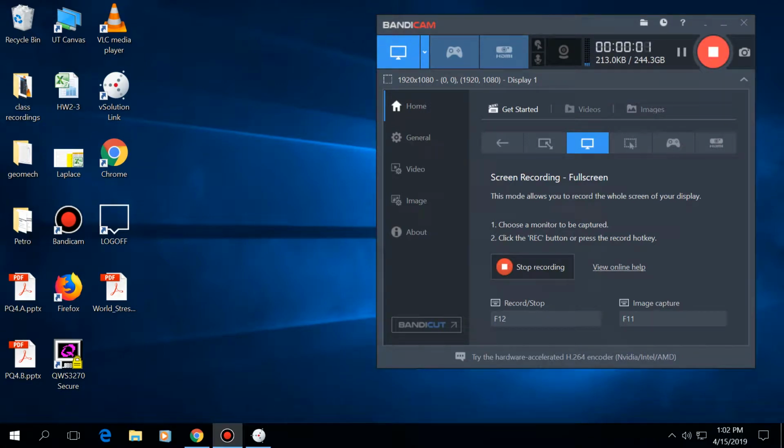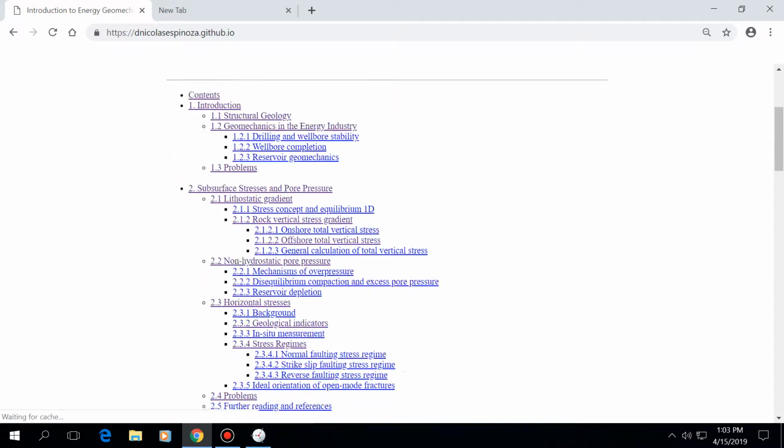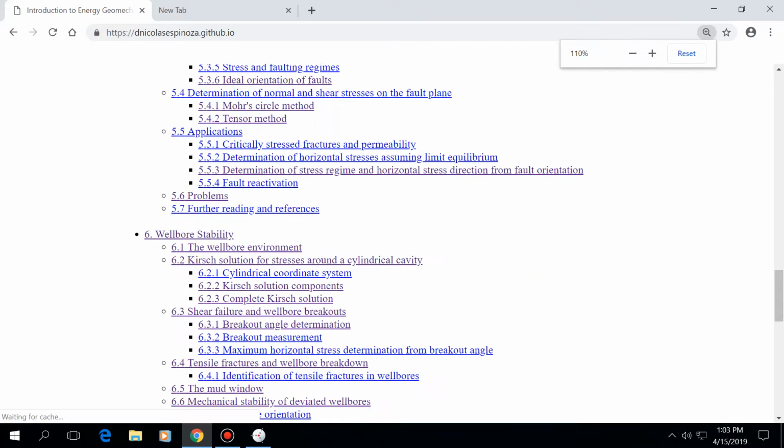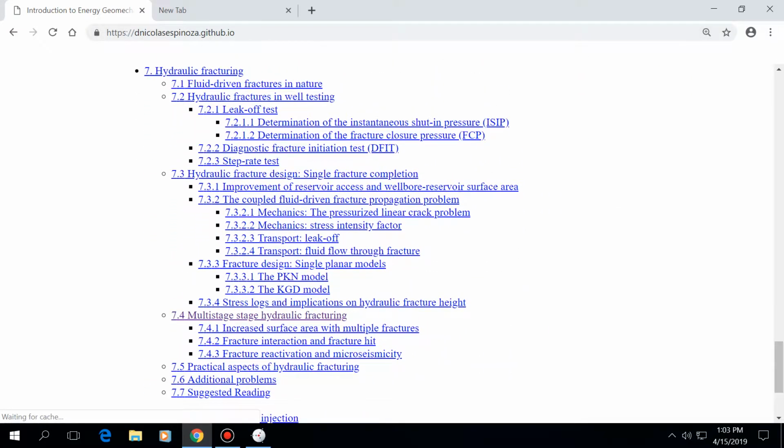Today we're going to start talking about hydraulic fracturing. We already started talking about hydraulic fracturing, but we're going to talk more specifically, first about hydraulic fractures in nature very quickly. Then we'll talk about how hydraulic fractures are important in well testing. And then we'll go to hydraulic fracture design.